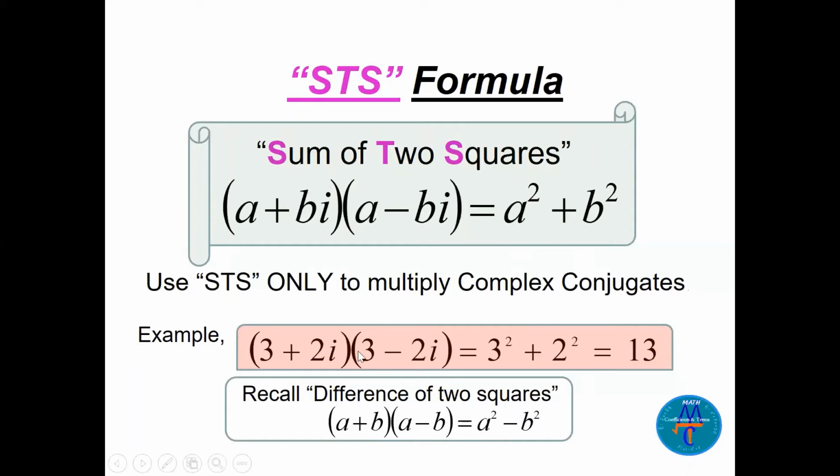Example here: 3 plus 2i times 3 minus 2i. You can figure it out. Directly take 3 and 3, square it. 2 and 2, square it. Everything else will go. 13 is the answer when you multiply. You can do it on your paper, please. Try to multiply this one or two times until you get 13. Then you know the meaning of the formula.